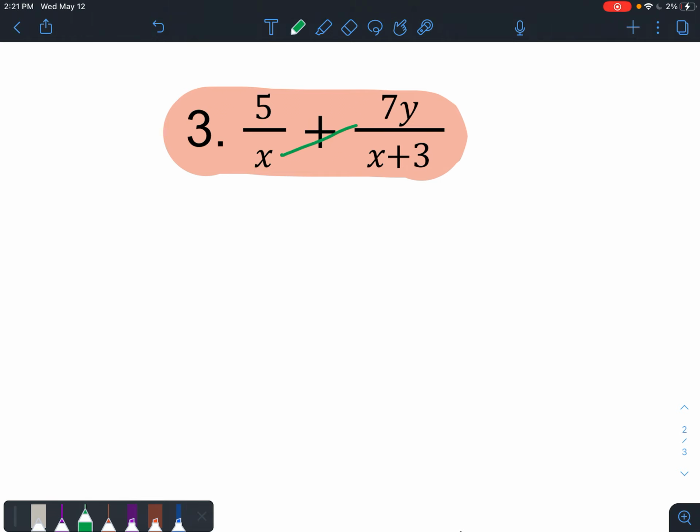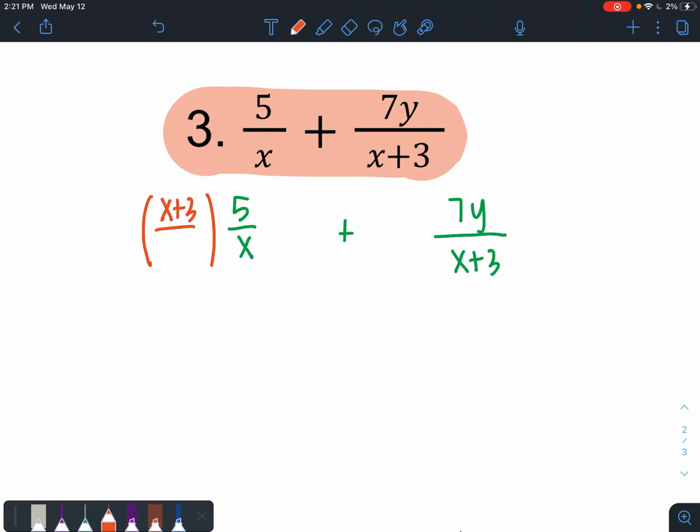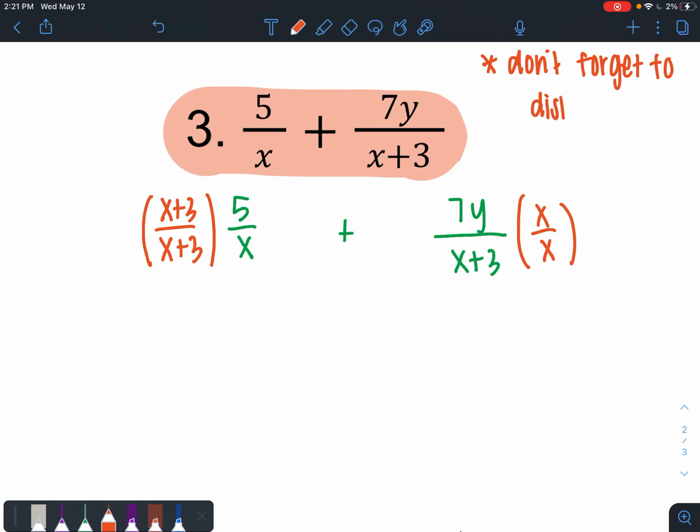So here, I'm going to do the same thing. I'm going to multiply and multiply. There's no common factors, so I'm going to multiply 5 over x and 7y over x plus 3. So I have to multiply x by x plus 3 over x plus 3. And I have to multiply this one by x over x. And I want you to make the note, don't forget to distribute.